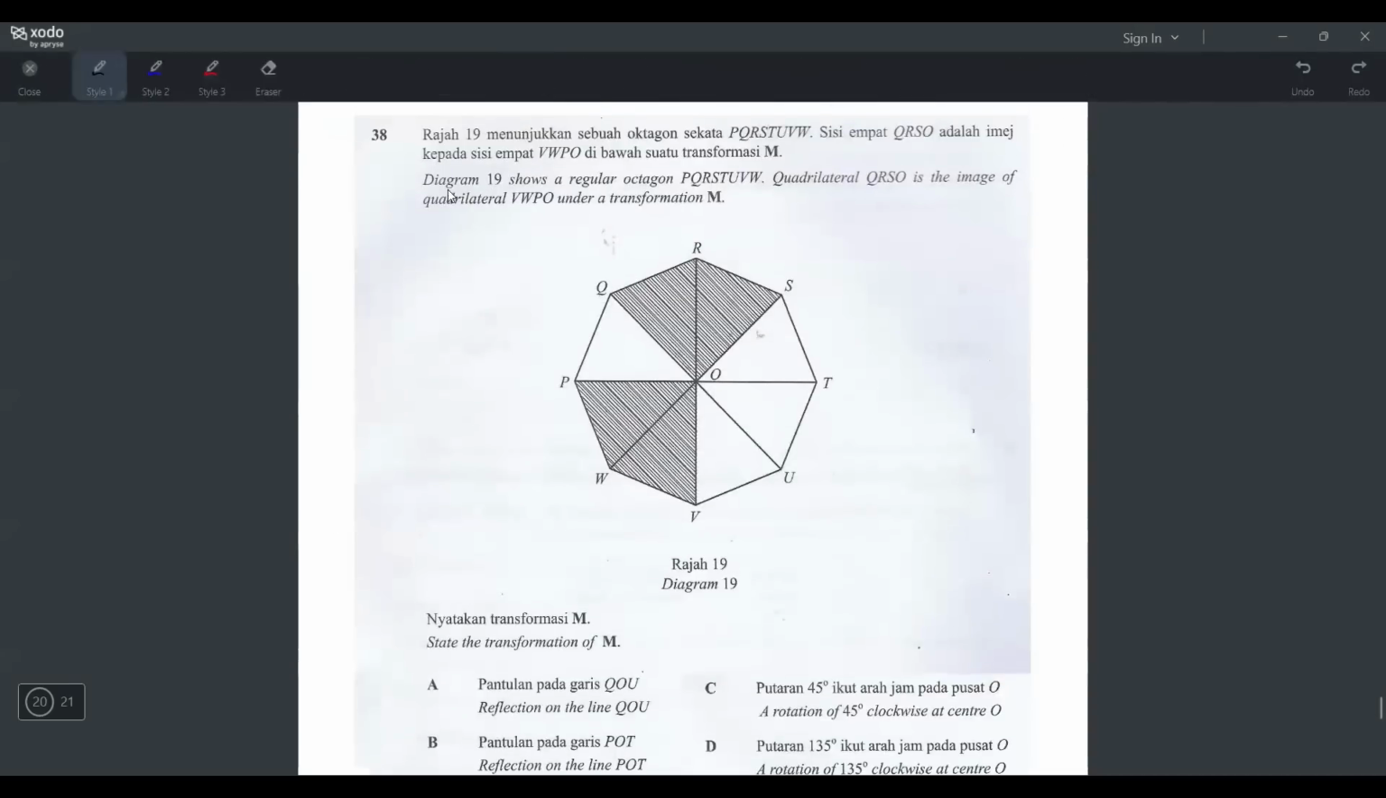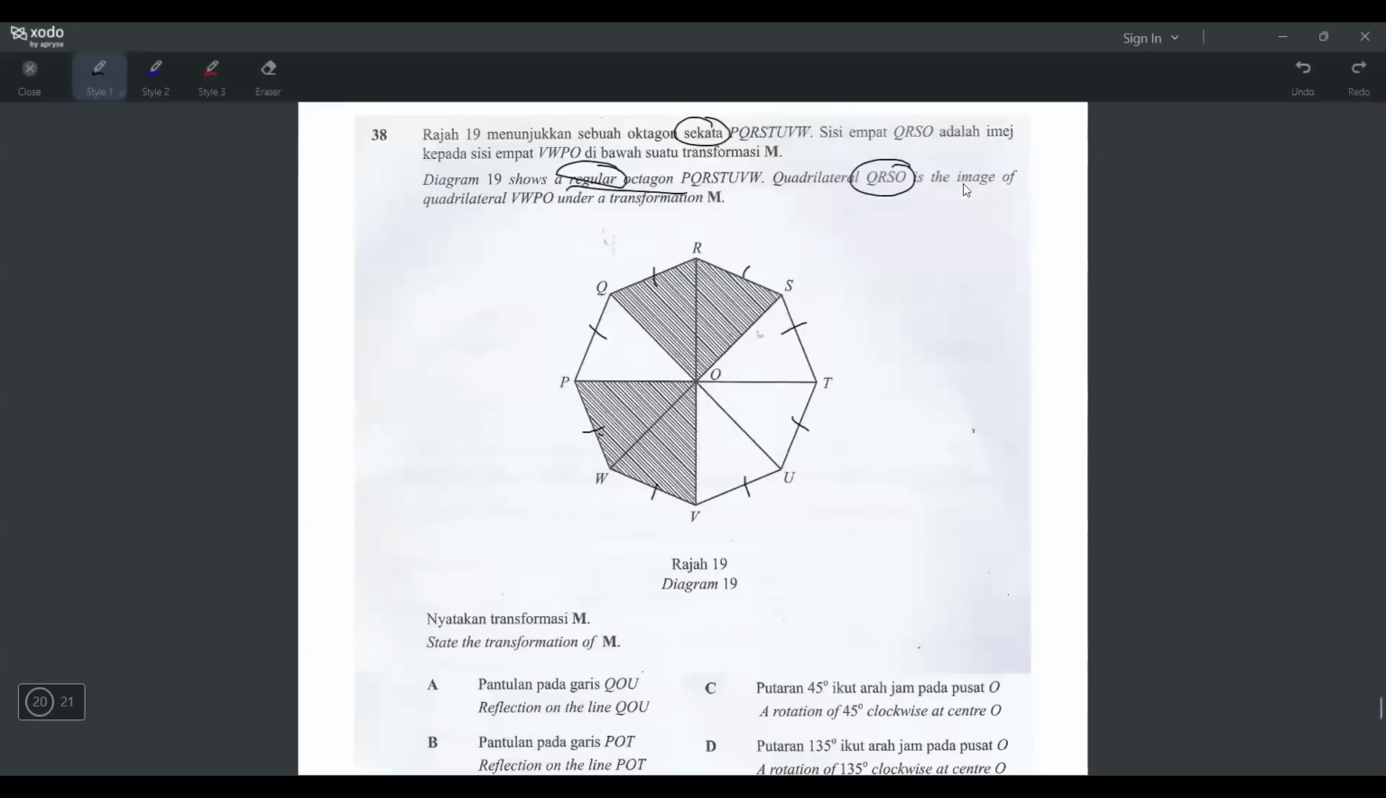Okay, let's continue. 38. Diagram 19 shows a regular octagon. So you see this word regular, sekata, what it means? It means all the side here sama panjang. And also all the interior angle here will be same, right? Okay, but I don't want to write the angle. Let's see what they want first.